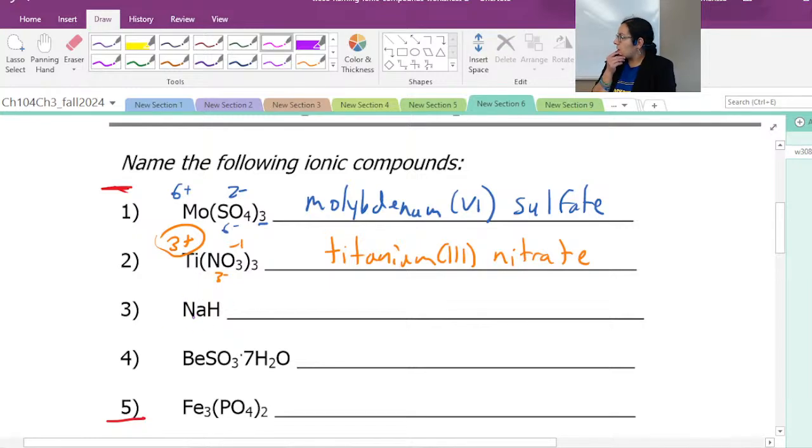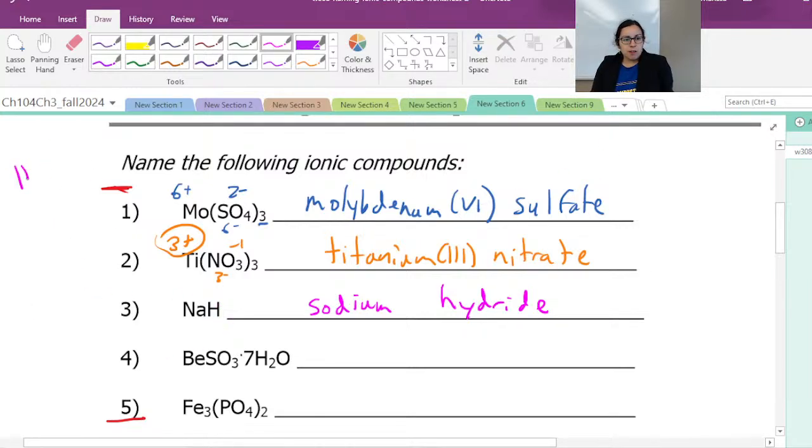I didn't talk about this scenario. It's a little funny. Any guesses on how to name this one? Sarah, go for it. Sodium hydrate? It's actually hydride, but that was a good guess. So hydride. That's right. It still takes the "ide" ending. And so this is funny. And so it's just a special case.